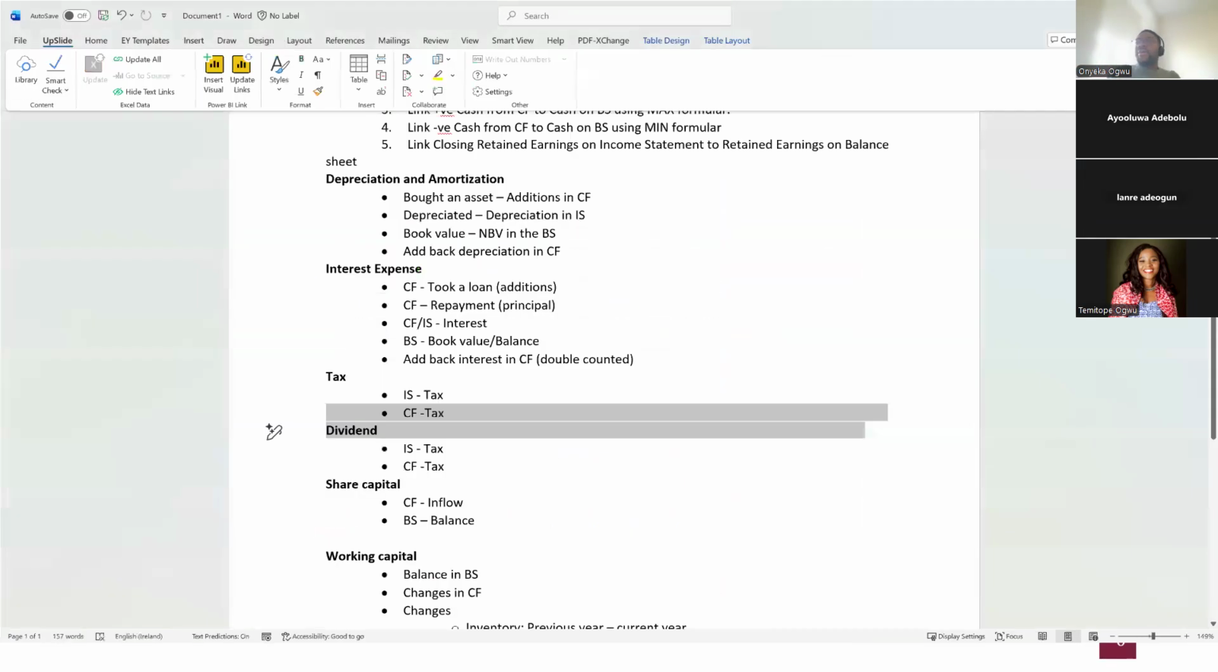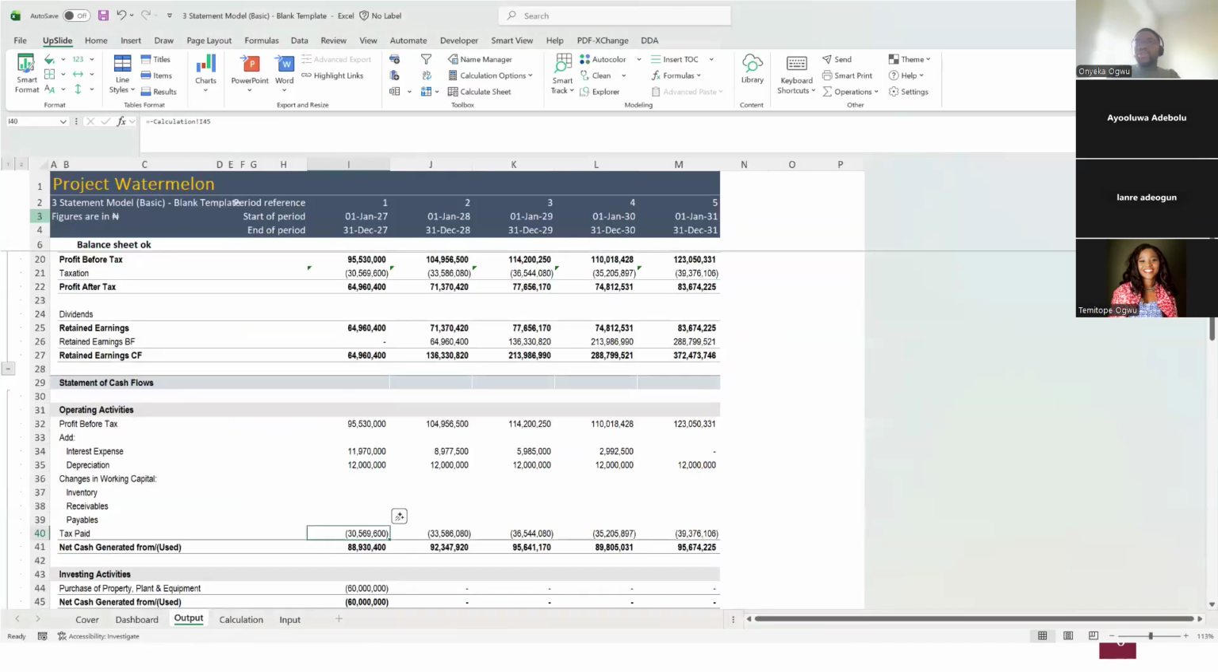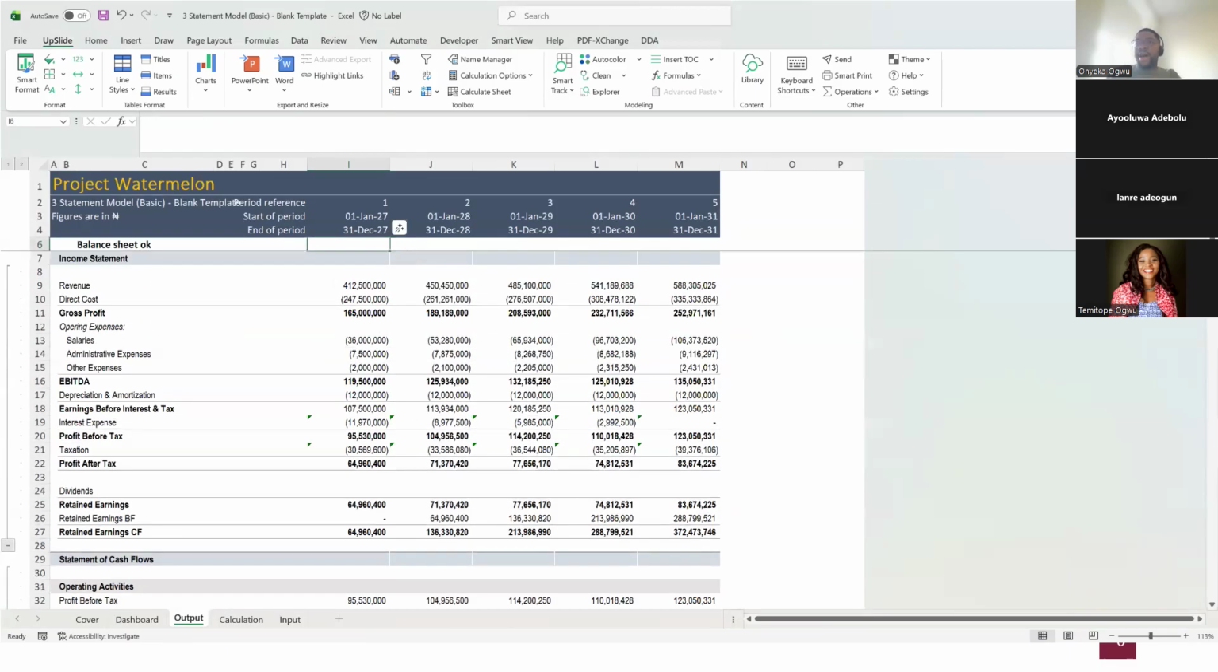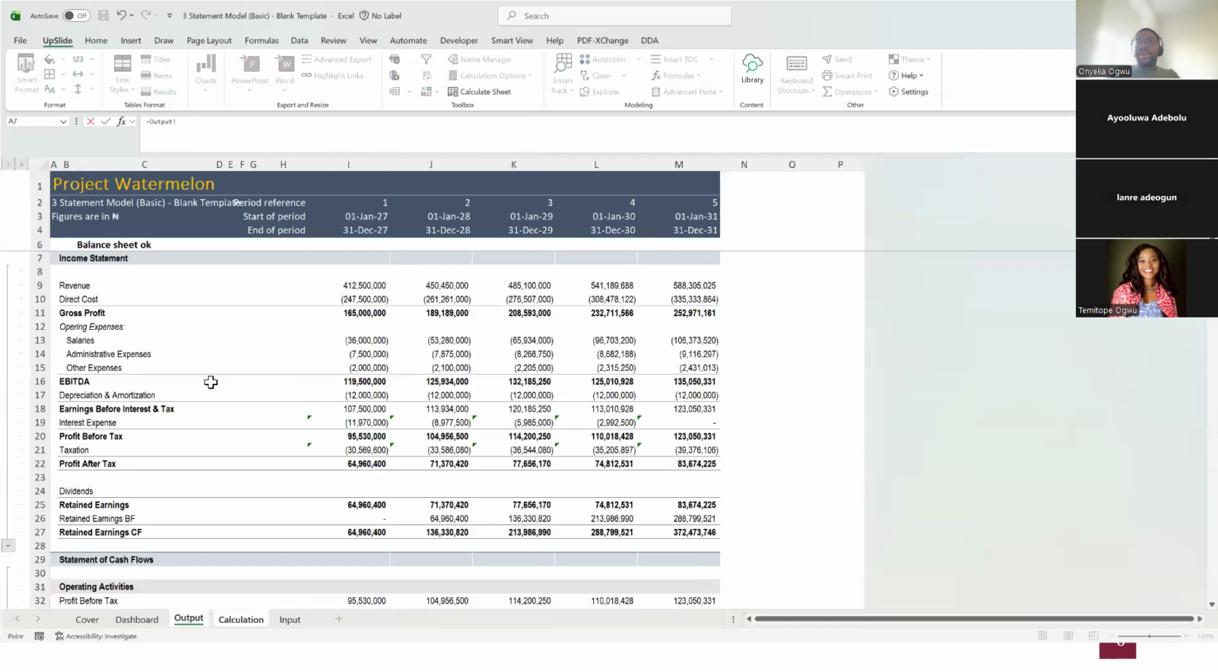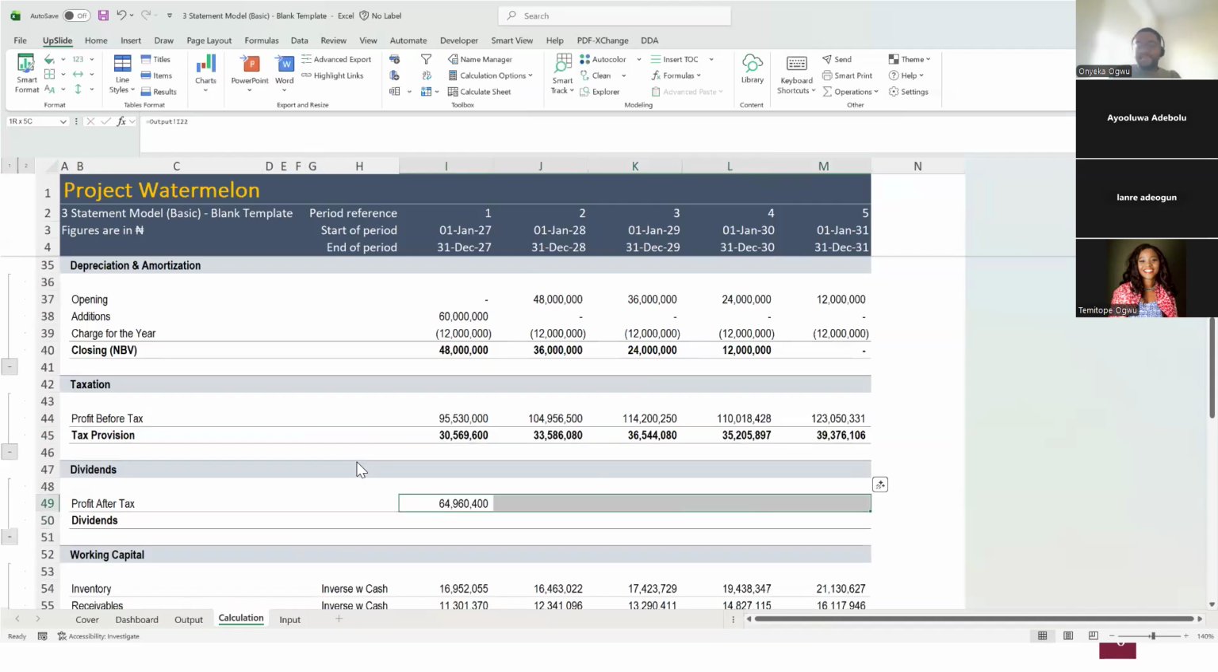The next thing is dividend. So we go to dividend, in the income statement. In our calculation we left a space for dividend. Dividend is calculated on profit after tax. So first thing is to call our profit after tax from here. This is our profit after tax.